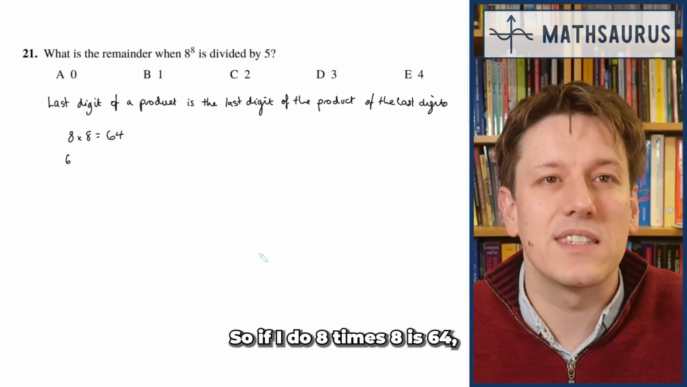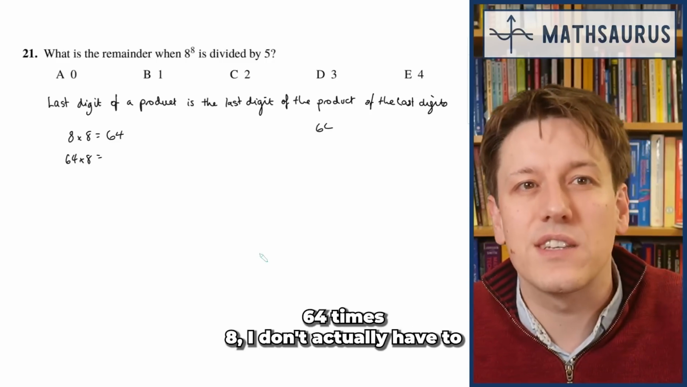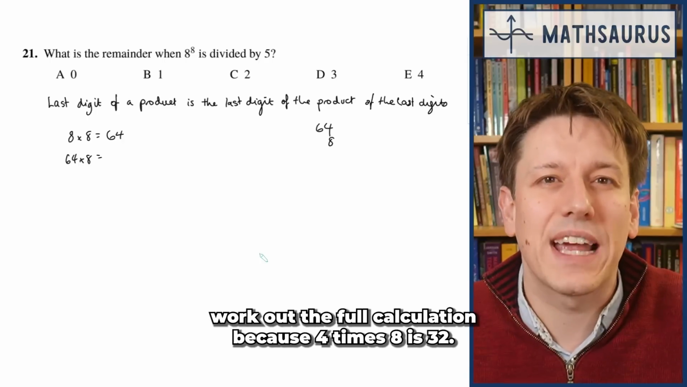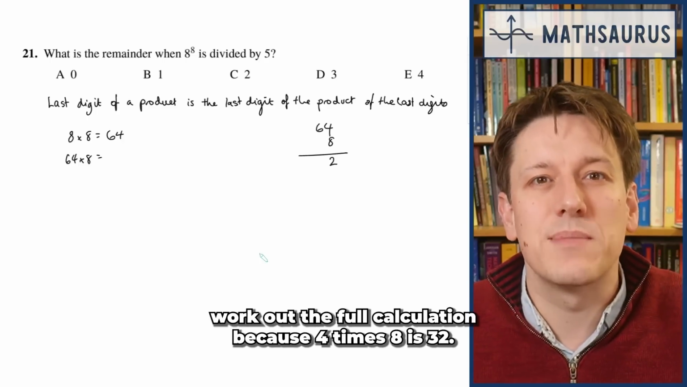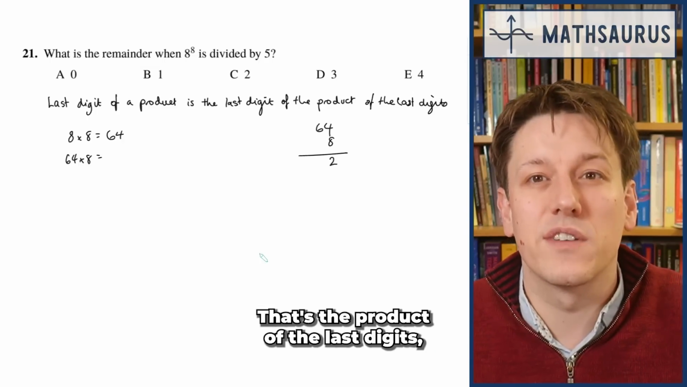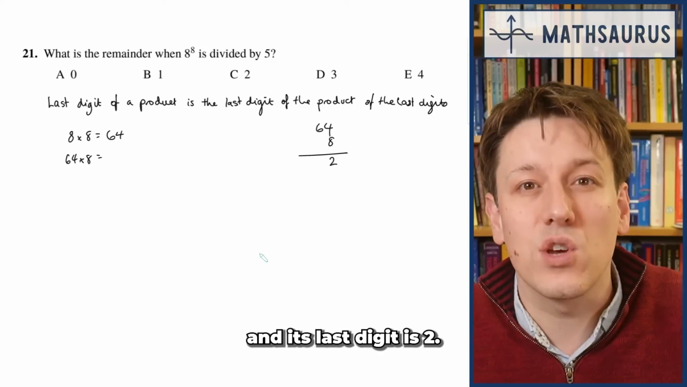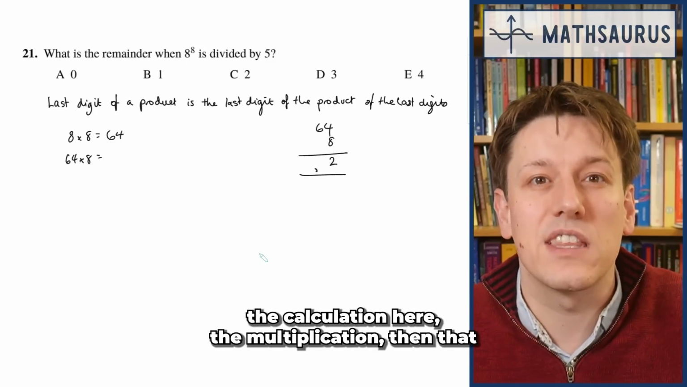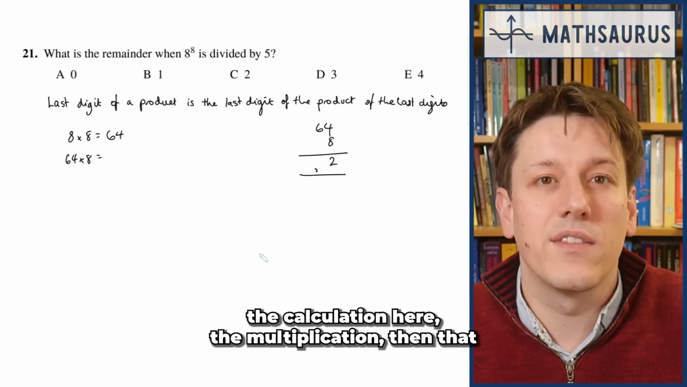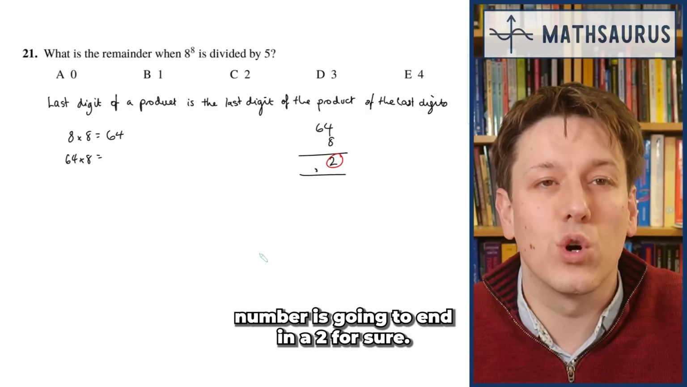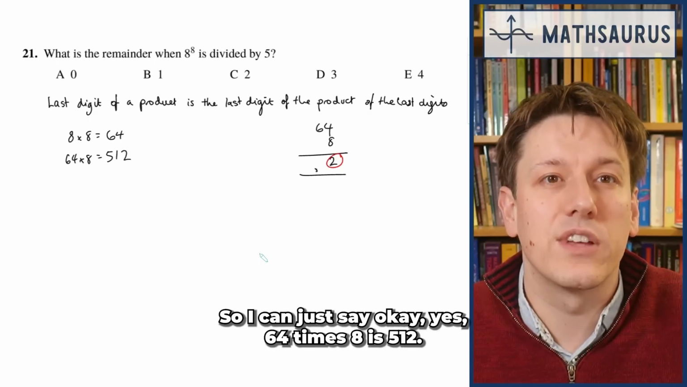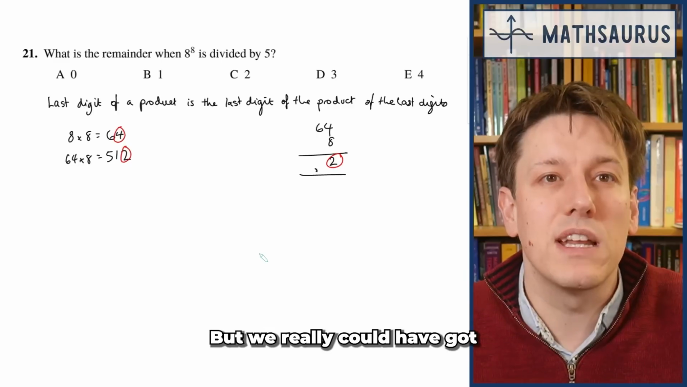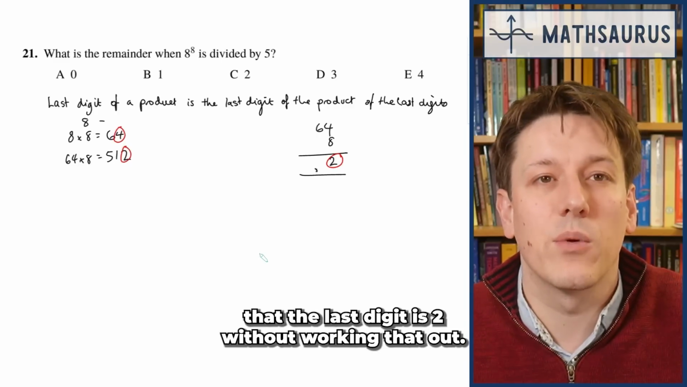So if I do 8 times 8 is 64, and then I want to do 64 times 8, I don't actually have to work out the full calculation, because 4 times 8 is 32, that's the product of the last digits, and its last digit is 2. If you think about how you do the calculation here, the multiplication, then that number is going to end in a 2 for sure. So I can just say, okay, yes, 64 times 8 is 512, but we really could have got that the last digit is 2 without working that out.